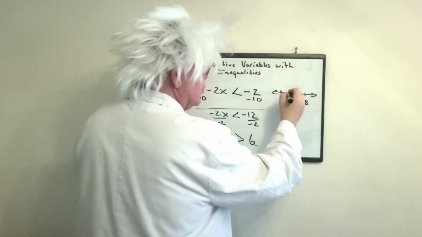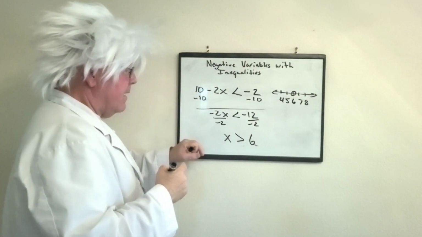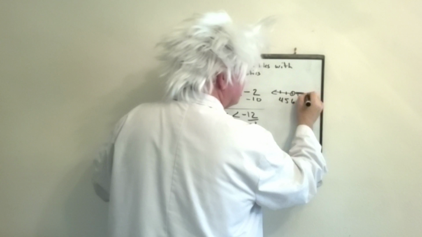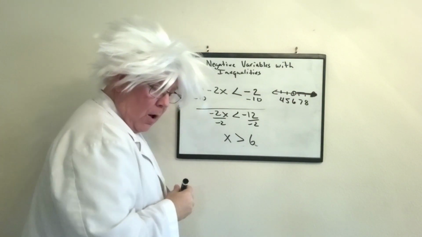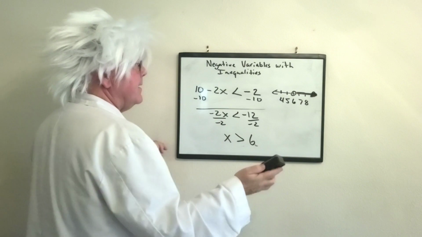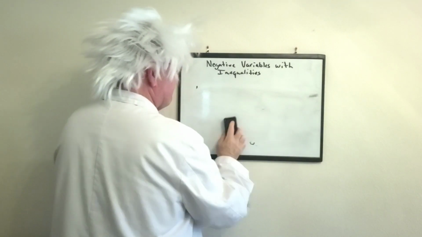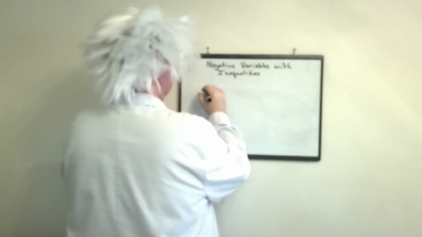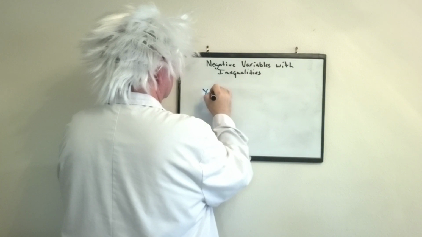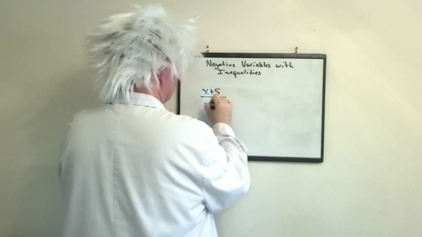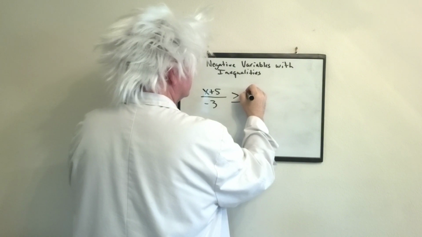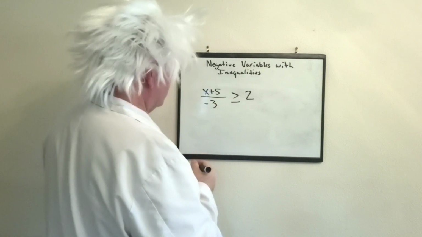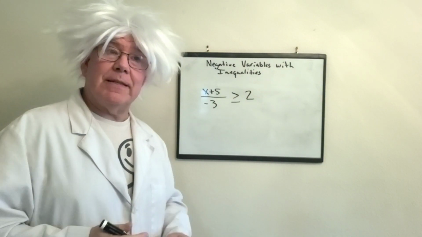Now, my answer is 6. That is an open circle, and it's pointing that way. Now, I want to show you one more before we go, all right? Moving along. So, first things first, we're going to talk about this problem, okay? This one's going to get kind of interesting, okay?